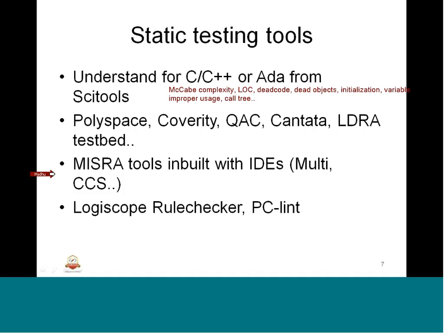Of course, as I said, there are the MISRA tools for guidelines and rule checking. We have IDEs such as Code Composer Studio, Multi, etc. They have an inbuilt feature which can be triggered and used on the developed code. It will report an error or the violation of the MISRA rule, saying that such and such rules have been violated, and those violations can be reported as a static analysis output. That is how these tools can be used.